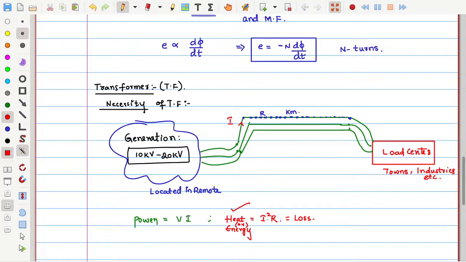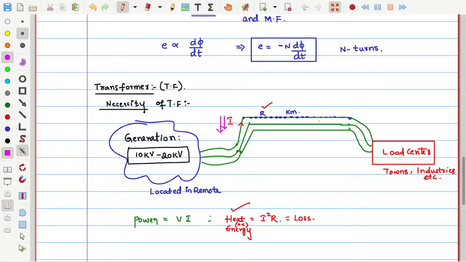So in order to minimize these losses, we need to reduce the current. However, we cannot reduce the resistance of the conductor. Why? To some extent, if we use copper conductors, the lowest resistance may be possible. If we go for superconductors, we can reduce it, but the cost will be very, very high, even though those also may have some amount of resistance. So instead of focusing on reducing the resistance, we can focus on the current.